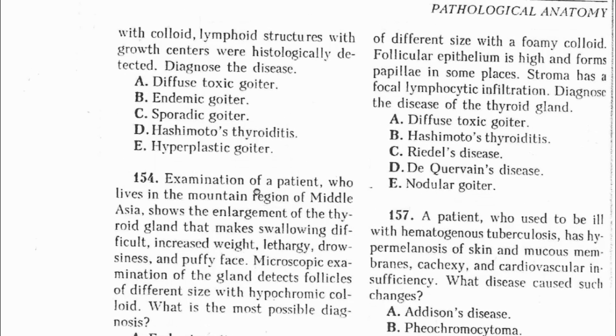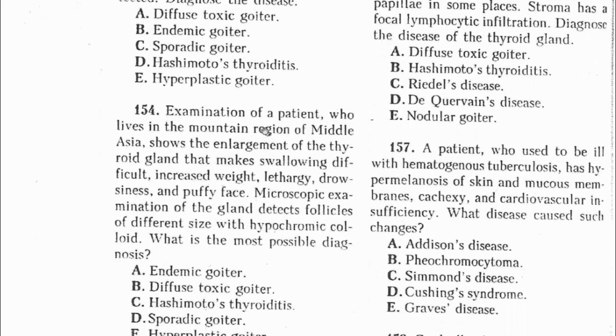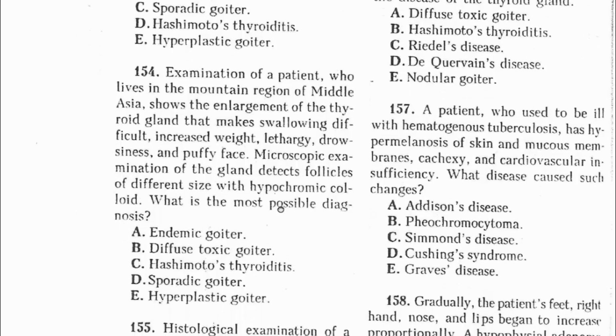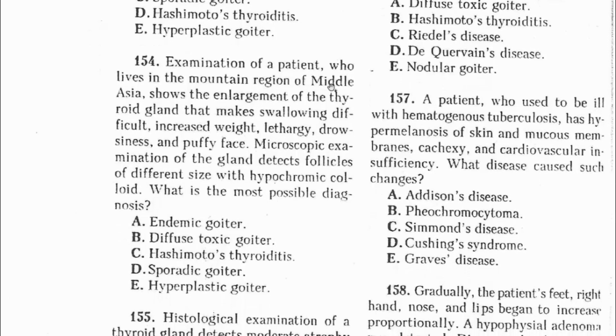154. Examination of a patient who lives in the mountain region of Middle Asia shows the enlargement of the thyroid gland that makes swallowing difficult and increased weight. Now, persons living in these areas, usually they are devoid of iodine, thereby leading to the enlargement of the thyroid gland. And disease of this nature, we usually call it endemic goiter. So your answer is A.